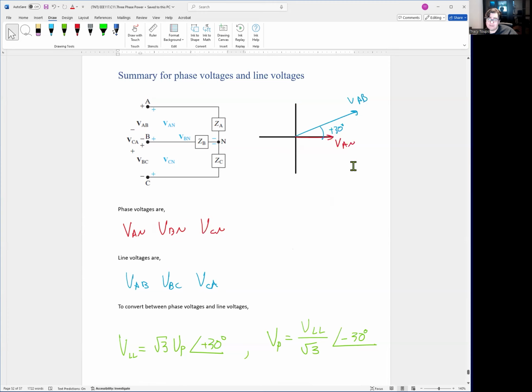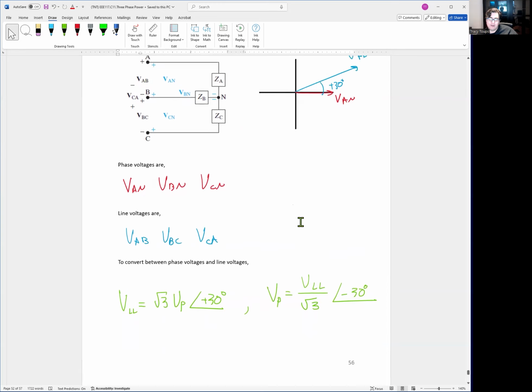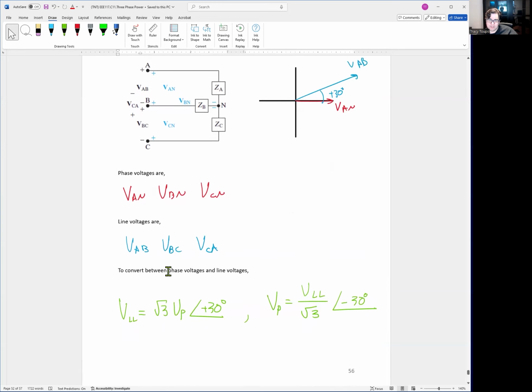On the right-hand side is a vector to compare VAN to VAB. Just so you remember, line to line is always larger and it's ahead by 30 degrees. Just go ahead and burn this into your memory. When we convert between phase voltages and line voltages, it's square root 3 times V phase and neutral. So take the phase and neutral voltage, multiply by square root 3, add 30 degrees to get your line-to-line voltage.